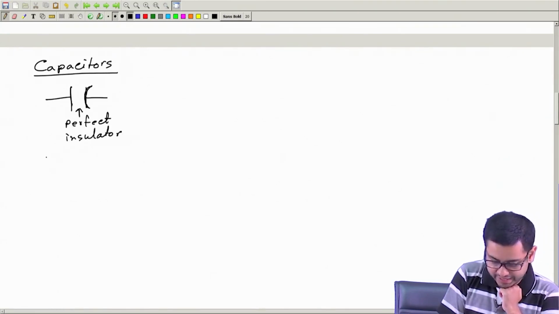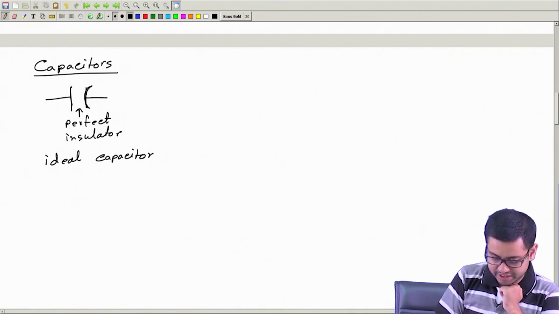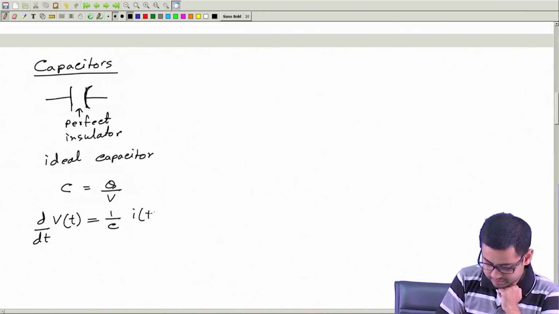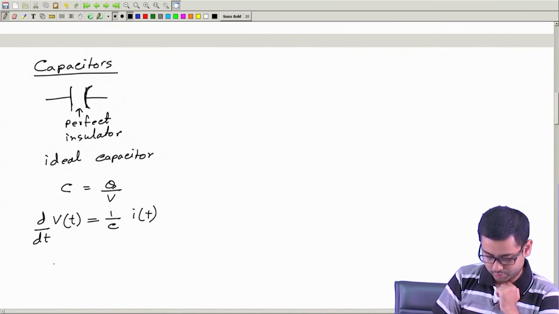Okay. So, this is an ideal capacitor. And for this, the relationships like C is equal to Q by V, from which we get V is equal to ... d/dt of V will be equal to 1 over C times I(t). This is true.